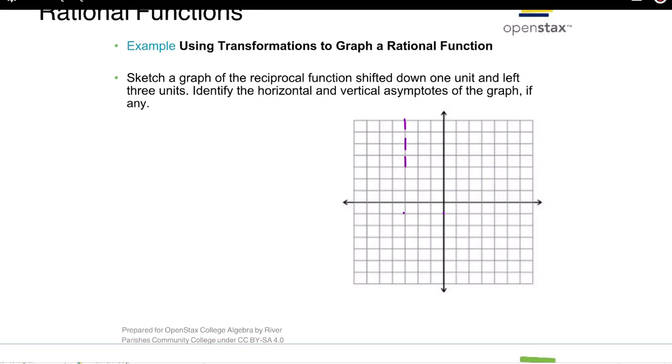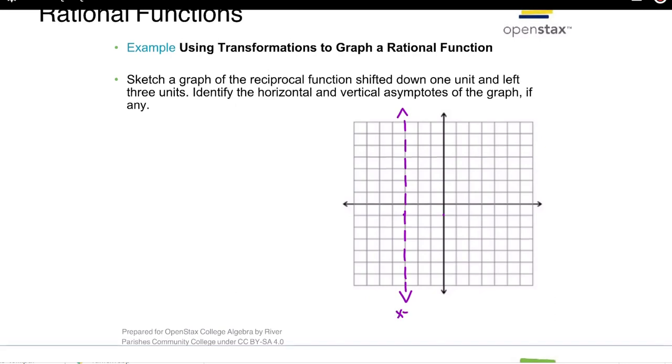Then we have a vertical asymptote at x equals -3 because we shifted left 3. And then we have a horizontal asymptote. We shifted down 1 unit. So we have a horizontal asymptote right here.